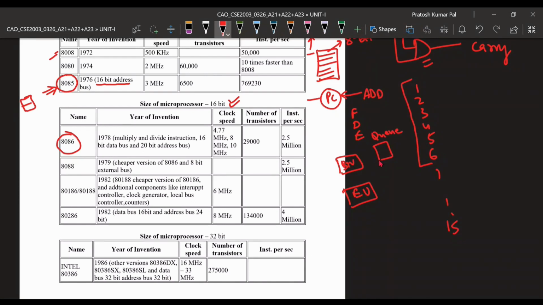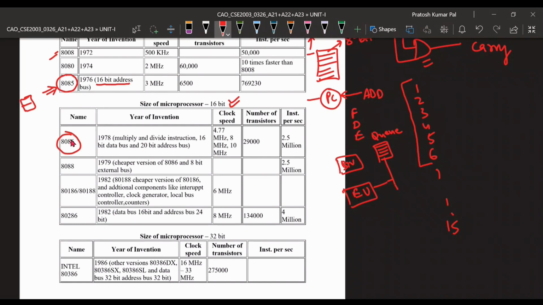Into the queue, it can store up to 6 instructions by fetching them, and decoding and execution will be done by the execution unit. So this supports pipelining: it can pre-fetch and then execute. The fetching time is accommodated within the execution time only.